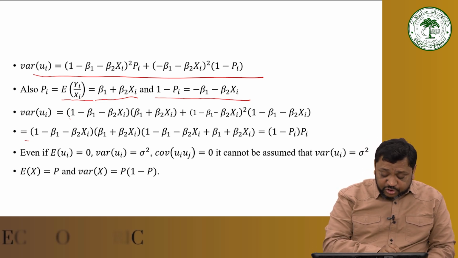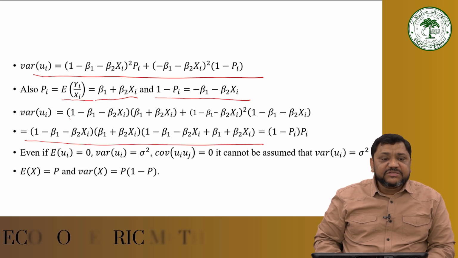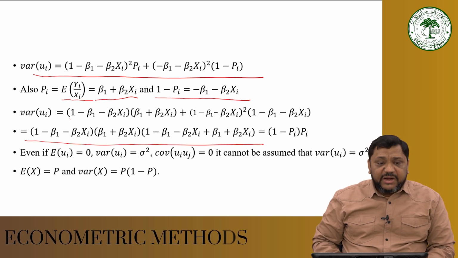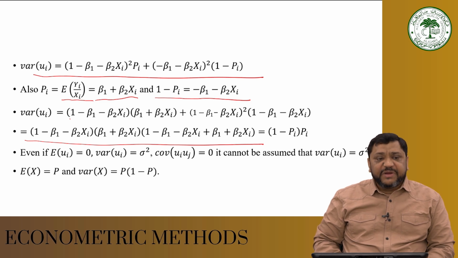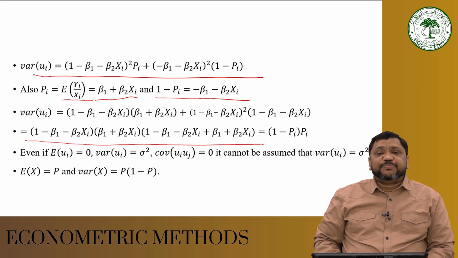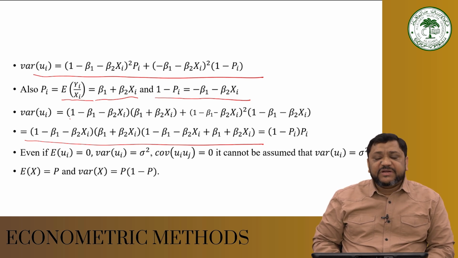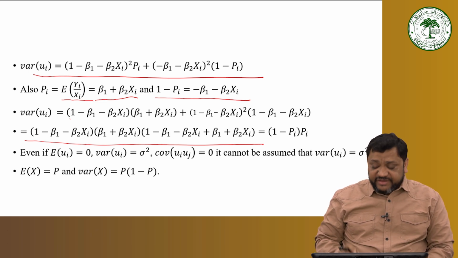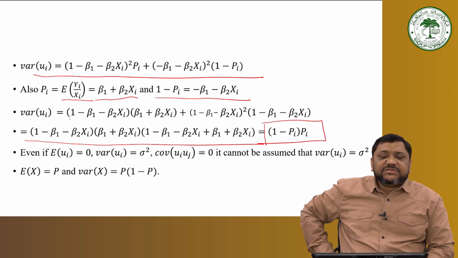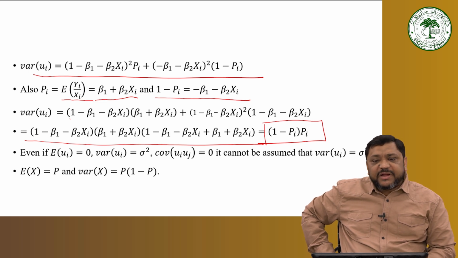So we write the variance of ui in this format: (1 minus beta 1 minus beta 2 xi) multiplied by (beta 1 plus beta 2 xi), multiplied by [(1 minus beta 1 minus beta 2 xi) plus (beta 1 plus beta 2 xi)], and this is nothing but this term, that is pi multiplied by 1 minus pi.